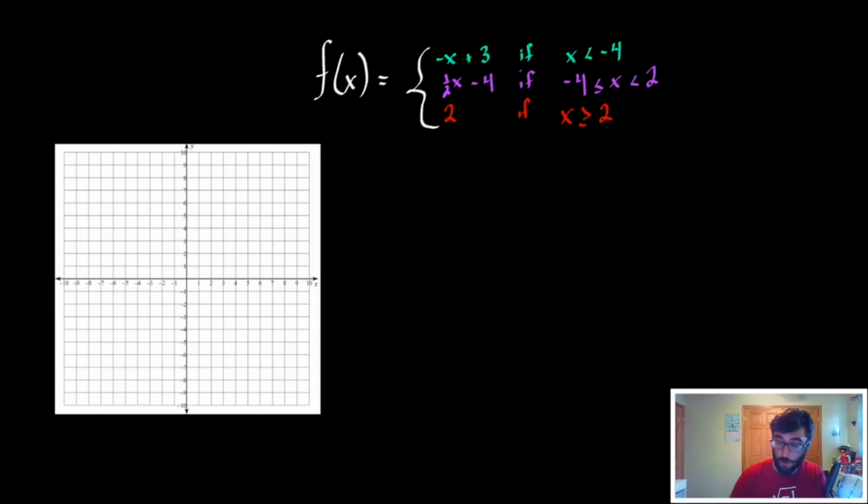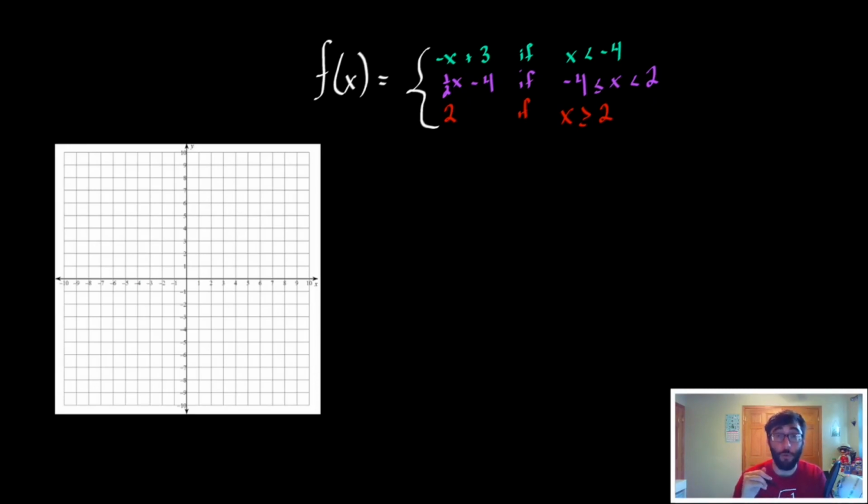Okay, so we have a new example here. And with this function, we actually have 3 subfunctions. In the previous example, we only had 2 subfunctions, so you may have noticed that we had 2 different pieces on the graph. In this example, we have 3 subfunctions, so we're actually going to have 3 different pieces on the graph, and that should kind of make sense.